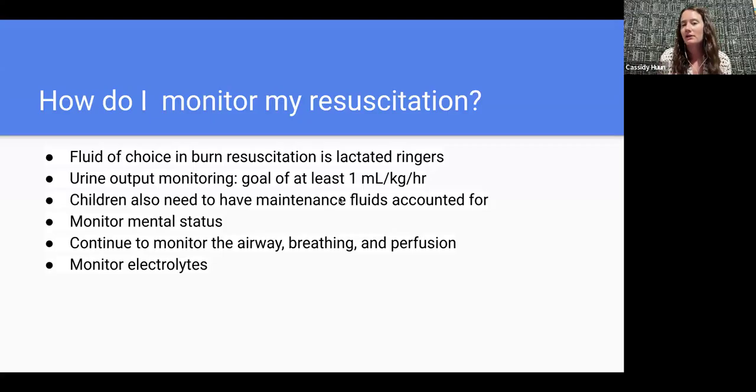So you want to monitor their mental status, make sure they're doing okay there. You want to continuously monitor airway, breathing, perfusion, make sure perfusion's intact, monitor electrolytes as able, monitor breathing and SATs because you're going to be at risk for developing things like pulmonary edema with fluid resuscitation. So all these things are really key to monitor while you're giving this amount of fluid.